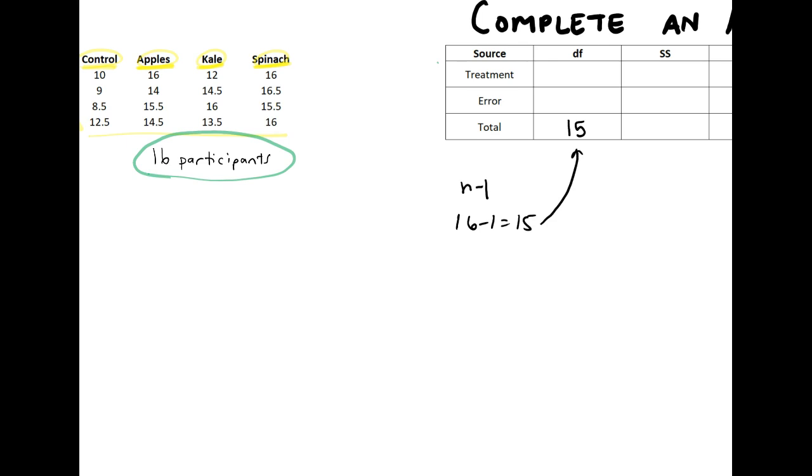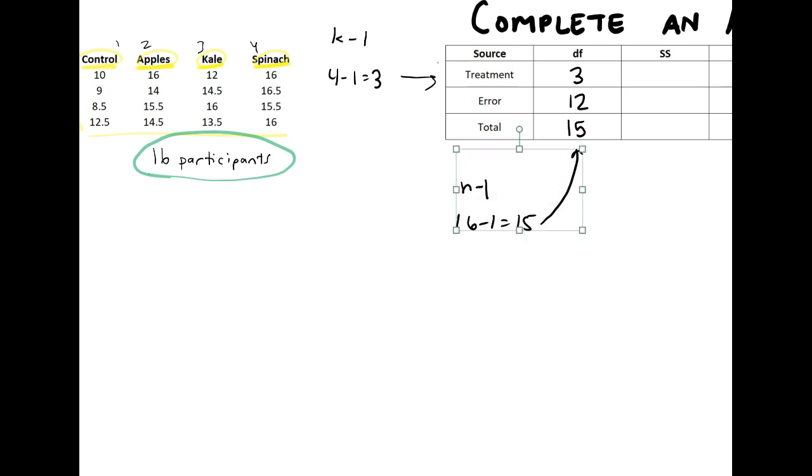The treatment degrees of freedom is simply the number of treatments, and we have 4 of those. We've got control, apples, kale, and spinach. So treatments we'll say is k minus 1. So 4 minus 1 is equal to 3. So degrees of freedom for treatments is 3. And then for the error grouping, we simply take the total degrees of freedom and subtract out the treatment. So 15 minus 3 equals 12. I'm going to center that here. So we've got 12. Okay, that is how we find the degrees of freedom.